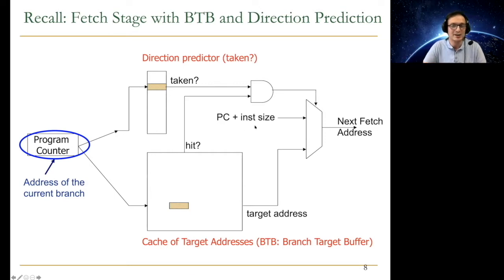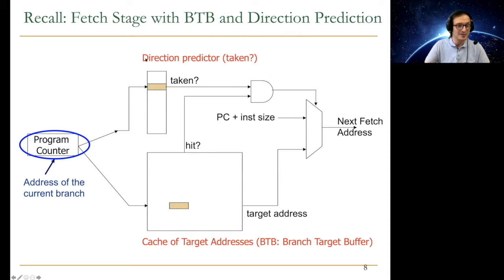And we talked about what happens if your instruction size is variable, etc. in the last lecture. Clearly, that complicates this fetch engine. And that's what we have in x86 today. But this is the complete fetch engine. And now we're going to talk about how to build this direction predictor, essentially.